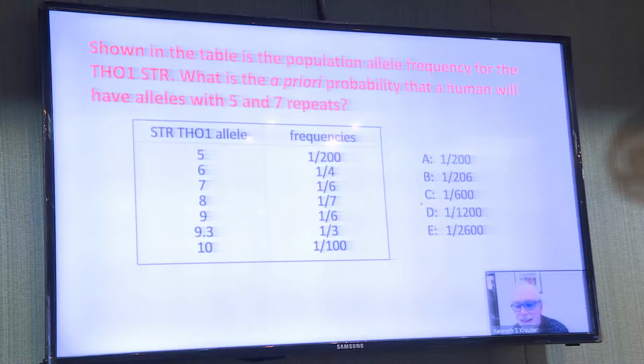So what's the answer mostly? D. Yeah, the answer is D, and the frequency is the so-called multiplicative rule. When two independent events occur, the probability of the two events occurring is the multiplicative product of the probability of each independent event. The frequency of having the 5 allele is completely independent of the frequency of having the 7 allele. So the combined frequency of being a 5-7 individual would be the frequency of 5 times the frequency of 7, which is 1 in 200.